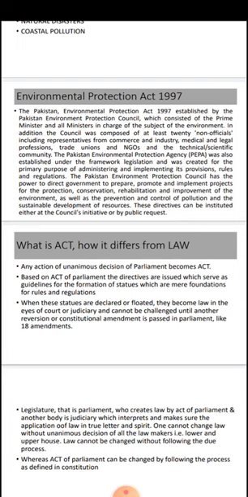So this is something about our Environment Protection Act 1997. Who were the developers who made it, who were the stakeholders, and what is the scope? Basically, it has the scope to direct government to prepare and promote projects for the protection, conservation, rehabilitation, and improvement of the environment, and to prevent pollution and control the sustainable development of resources. So this is something about the EPA.